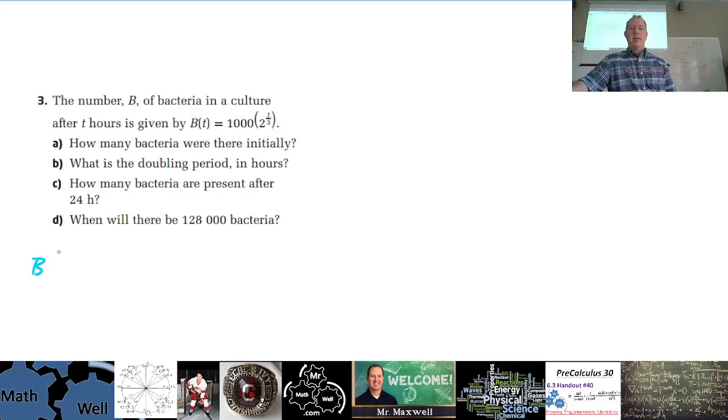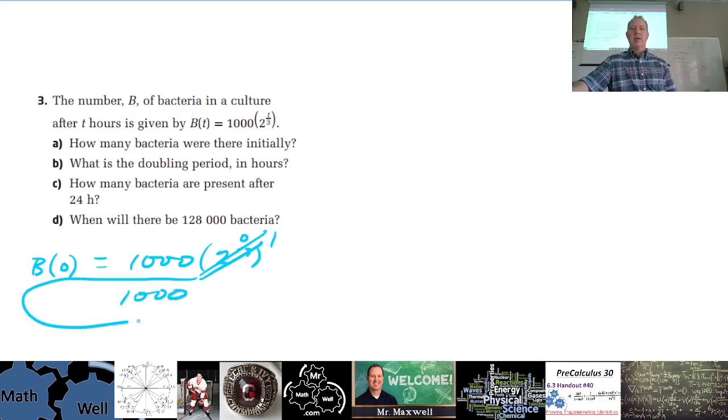So the number of bacteria at time 0 would be 1,000 times 2 to the 0 over 3. So 2 to the 0 is just 1. So it looks like there's 1,000 bacteria initially. So bacteria at 0 time.